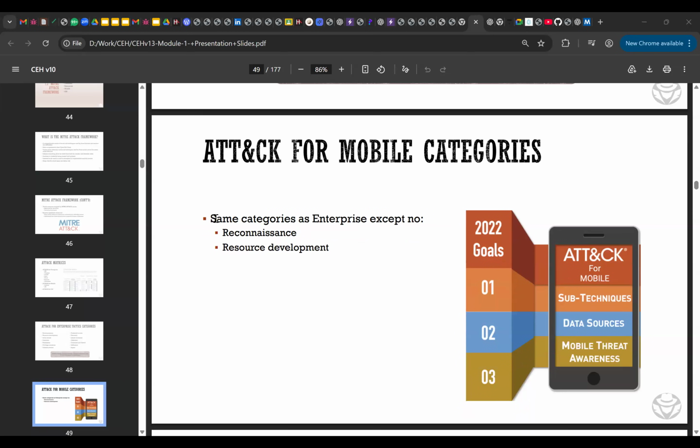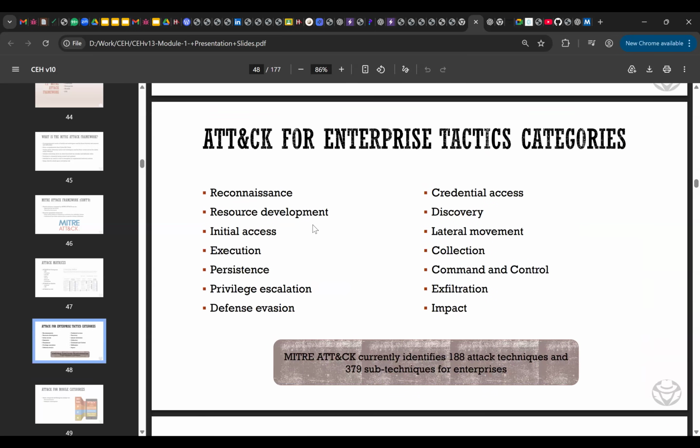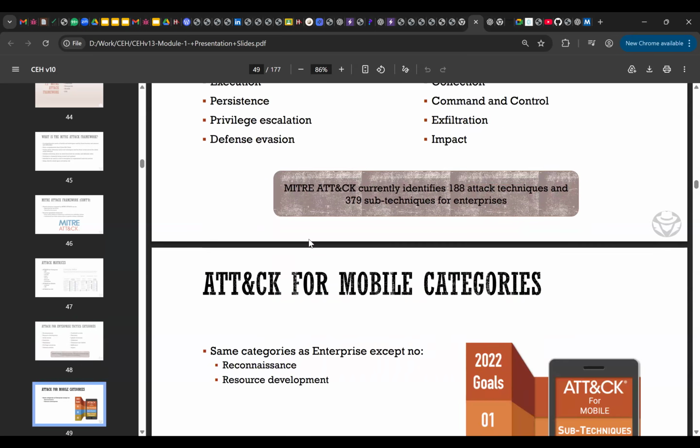Okay, similarly for mobile, the same categories are applicable, reconnaissance and resource development. So all the other categories are similarly applicable for the mobile categories as well.